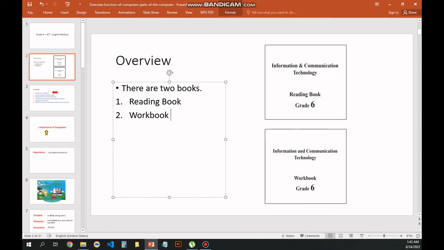Now, there are two books. One is called the reading book, the other one is the workbook. What we are going to do is follow the reading book, and from time to time we will go to the workbook, where all the activities and the work you have to do, you have to complete over there. Now let's see what lessons are available for us.